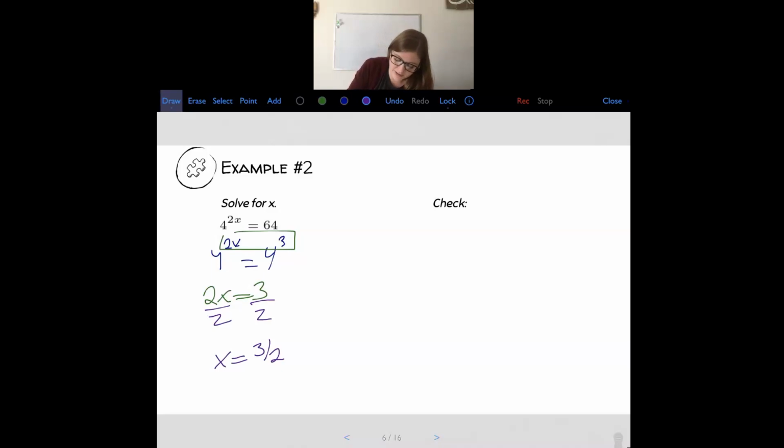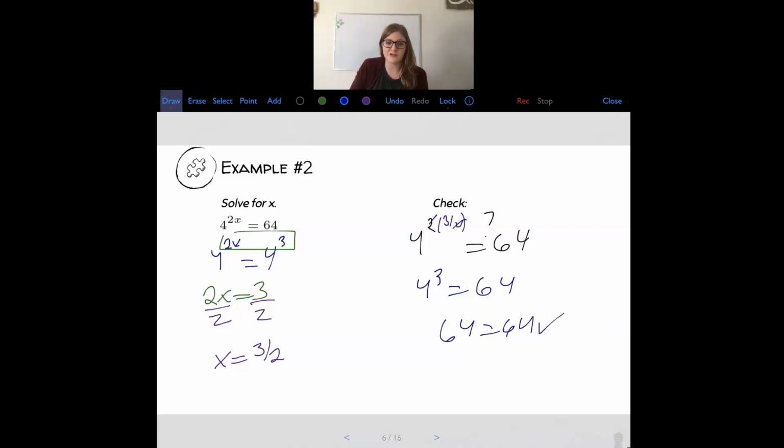So let's check it. We have 4 to the 2, and then x is 3 halves, and we want to know if that's equal to 64. In our exponent, the 2's cancel, and we're left with 4 to the third equals 64. 4 to the third, you can do that in your calculator, but we would get 64 is equal to 64, which means we found the value that makes the equation true. Just be careful, don't put 64 as your final answer. The value we got for x is 3 halves.